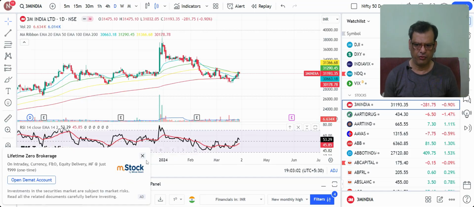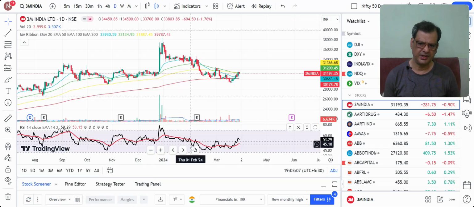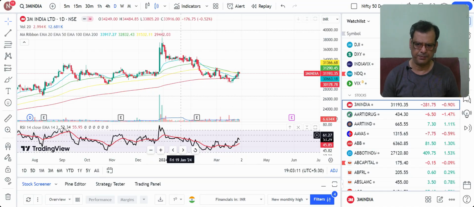Don't get overtly excited here. Okay. And then RSI is doing this. So RSI is basically a trend following indicator. It dances along with the price.